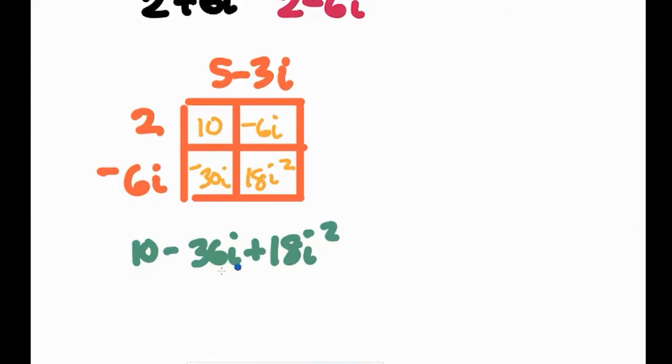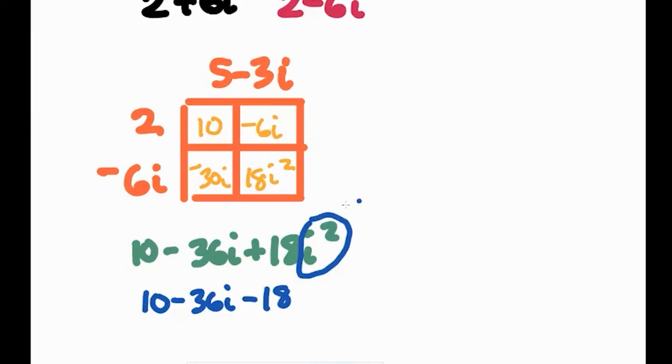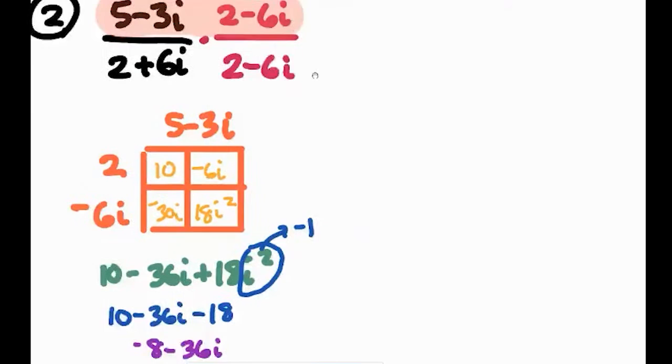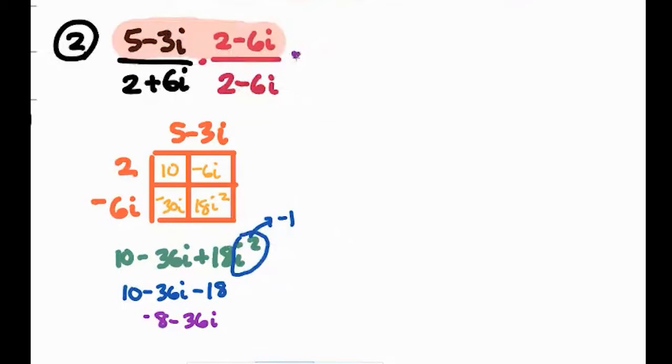Well, i squared is equal to negative 1. So it's just going to be 10 minus 36i minus 18, because this right here again is equal to negative 1. So it's negative 1 times 18, negative 18. And then you simplify this out, it ends up being 10 minus 18. So you do negative 8 minus 36i. So that's the numerator over here. So negative 8 minus 36i.